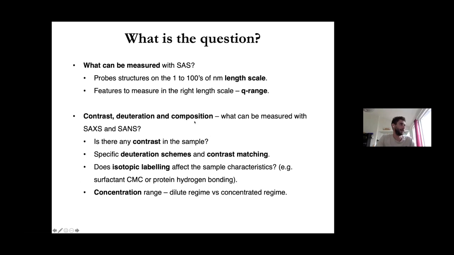Basically, we can use small angle scattering to probe structures between one and a few hundred nanometers. It's important to be in the right Q range, as I said yesterday. And then there are some important concepts about the composition of our sample in terms of contrast and deuteration. We have to keep that in mind when we plan the experiment and also when we analyze the data, okay?